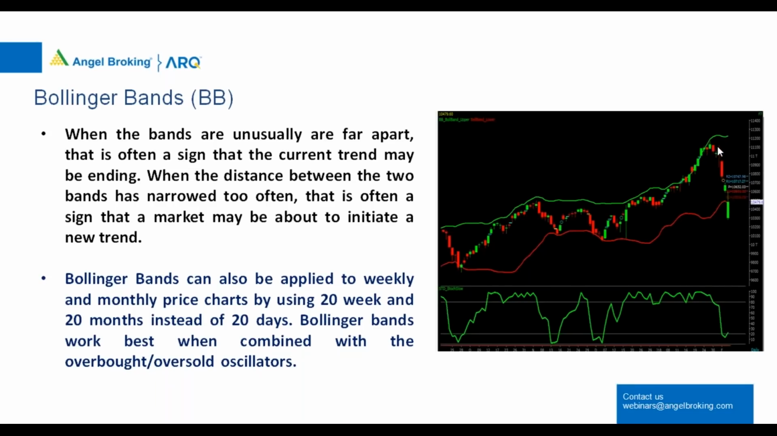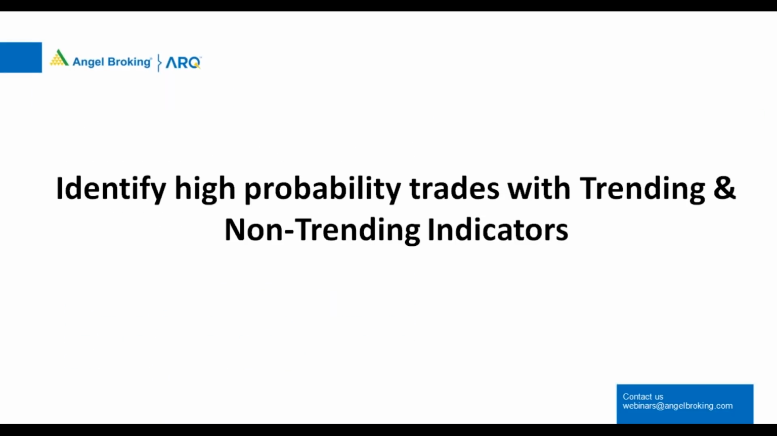Now I'll be talking about how to identify high probability trades with trending and non-trending indicators. I've talked about the major indicators such as moving averages, the MACD histogram, and Bollinger Bands. I've talked about ADX, and I've talked about Ichimoku. I briefly touched upon stochastics and also Supertrend. There are many indicators, and you can use any of them. I would say use at least two to three. I would suggest using at least three indicators. They all should confirm. That gives you a better opportunity.